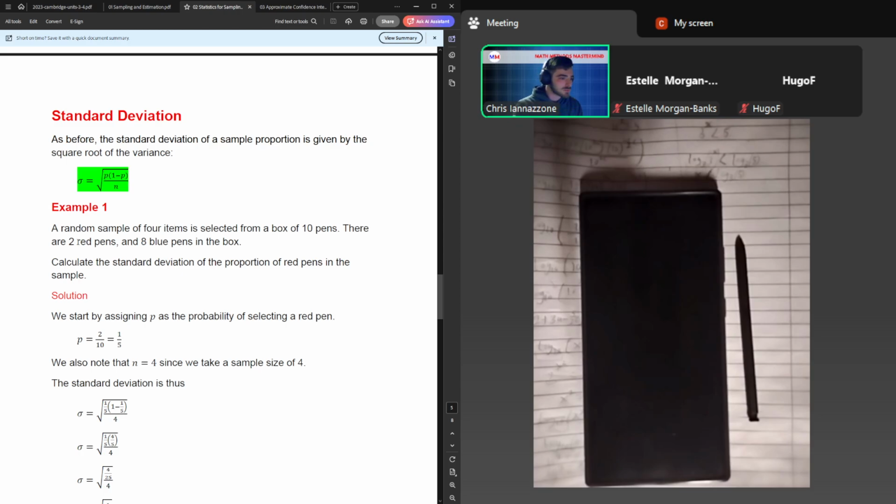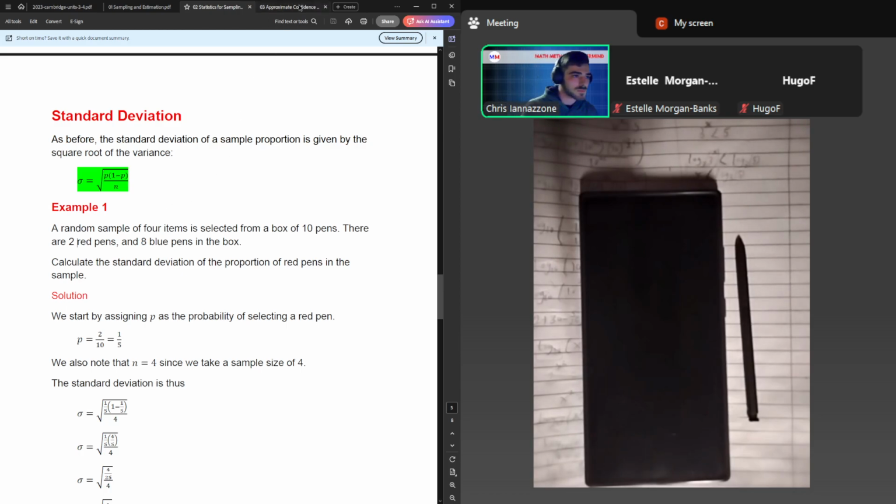Now I did kind of just make it impossible there because there's only 2 red pens. Of course, you're not going to get 3. So let's maybe do it in terms of blue instead. There's 8 total. Let's say hypothetically speaking, you could have anywhere from 1 to 4 blue pens in that sample. That could be a potential confidence interval.